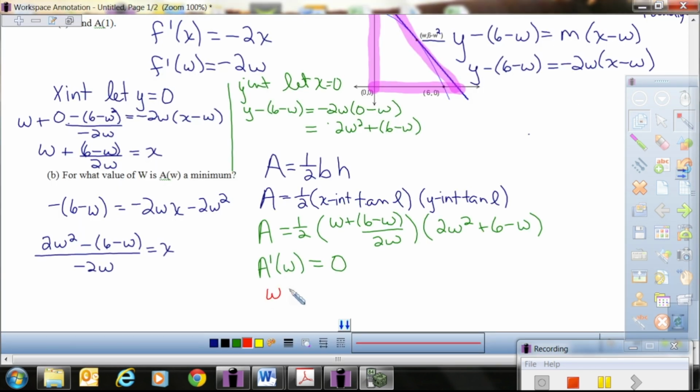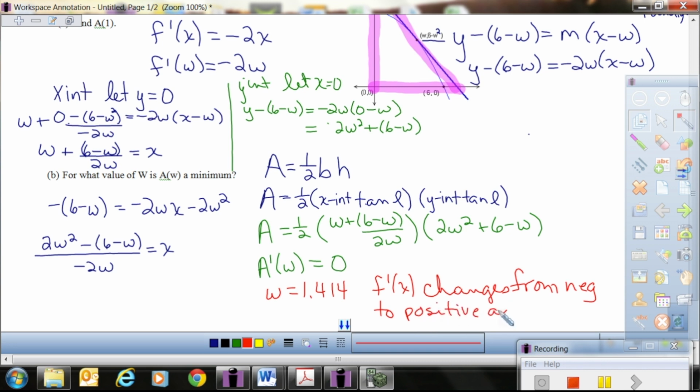Okay, so W equals 1.414. And we know that f prime of x changes from negative to positive at this one, down here.